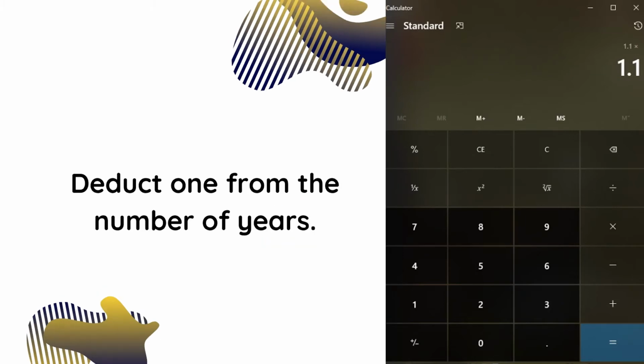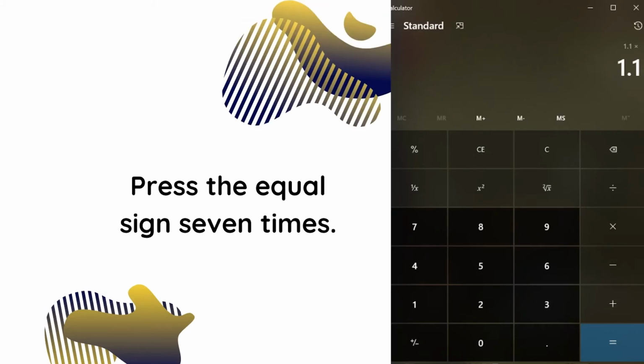Then, we also have to deduct 1 from the number of years to get the equal sign presses. So in this case, we will press the equal sign 7 times. 1, 2, 3, 4, 5, 6, 7.